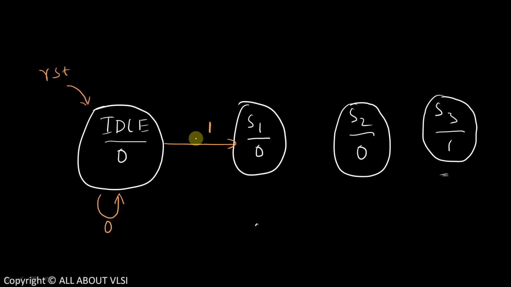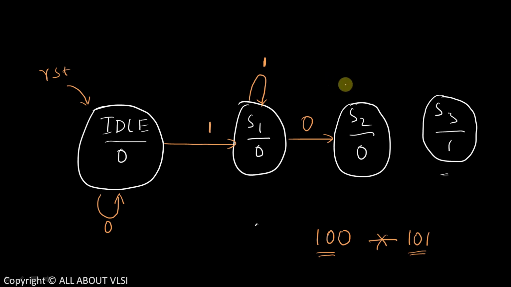If you are in S1 state and your input is equal to 1, same as in your Mealy FSM, you are going to stay in the same state because you can reuse this particular 1. But if your input is equal to 0 when you are in S1 state, you are going to S2 state. When you are in S2 state, you have already the sequence 1 0. And if you get one more 0, then this particular sequence is not matching with 1 0 1, so that's why you are simply going to idle state if your input is equal to 0. But if your input is equal to 1, which is matching with the required sequence 101, so that's why you are going to S3 state.